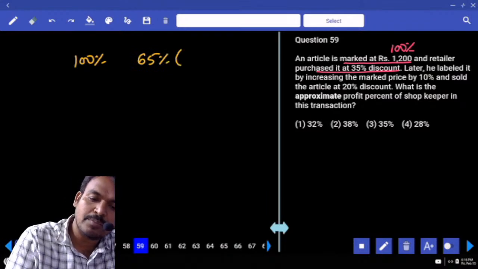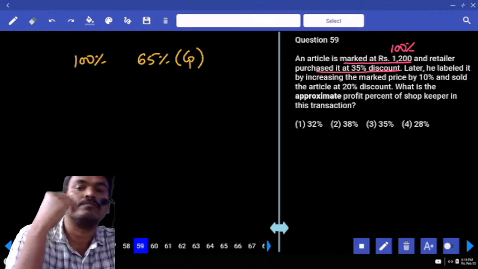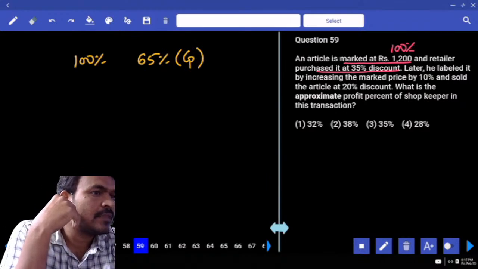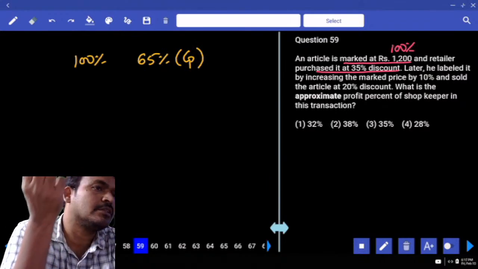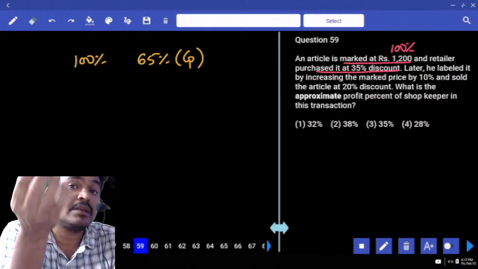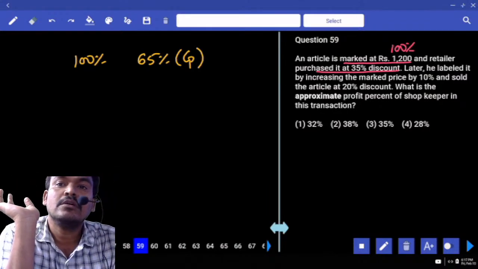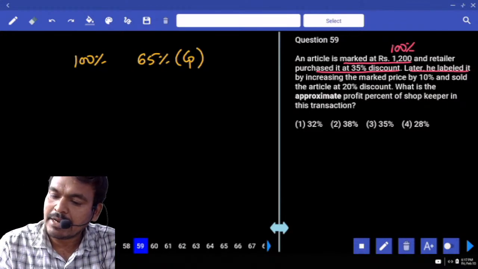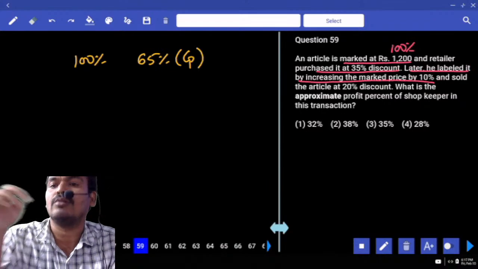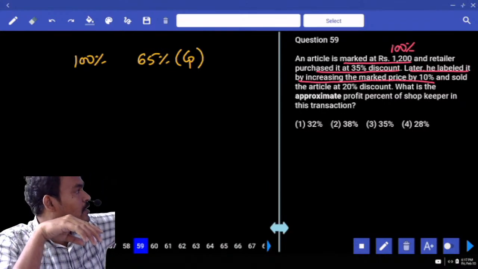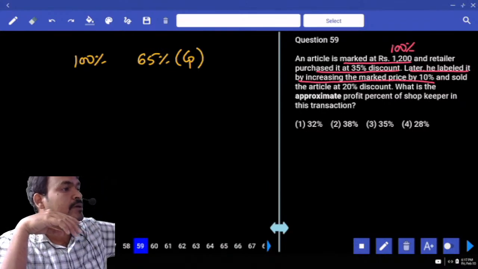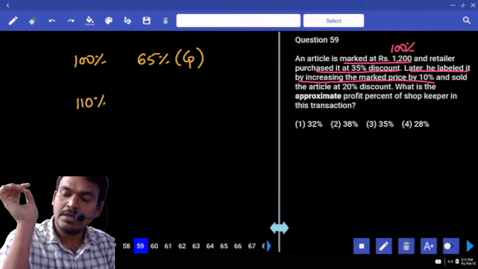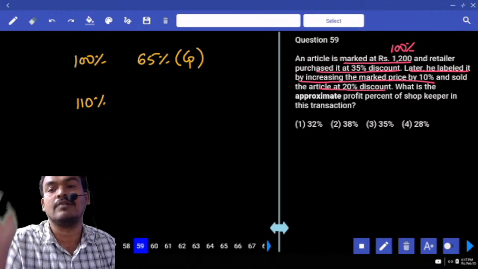65%. 65% is the cost price of which one? Retailer or not? What is the actual market price? 100%. In that, how much percent discount? 35%. Means retailer cost price is how much? 65% or not? And later he labeled it by increasing the market price by how much? 10%. What is the market price? 100%. 10% increase means what is the new market price? 110% or not?